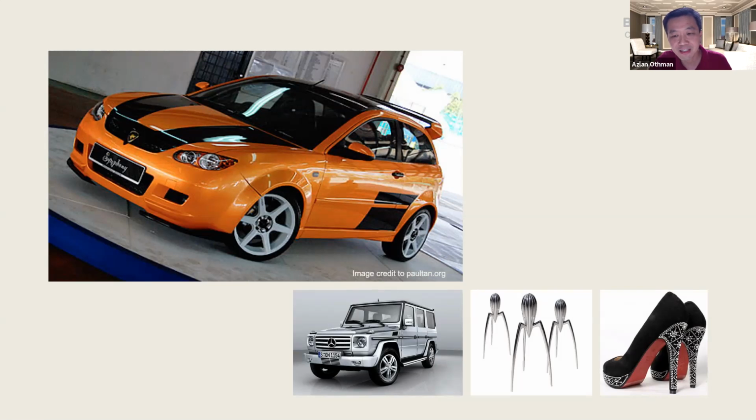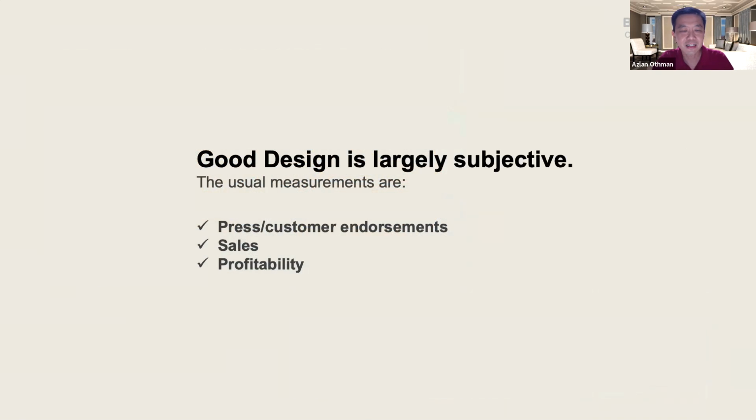And then you have the other designs, the product like the one by Philippe Starck, the Juicy Salif, and even shoes like the ones by, what's the name of the designer, the one on the right there, you know, 6 inches of heels. Is it really practical? It looks very good though. Very sexy, yeah? So design is actually very subjective.